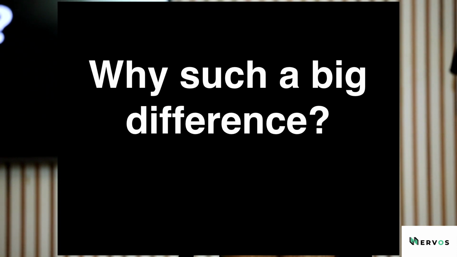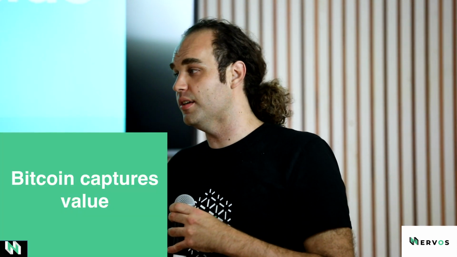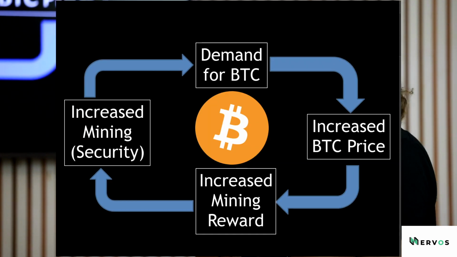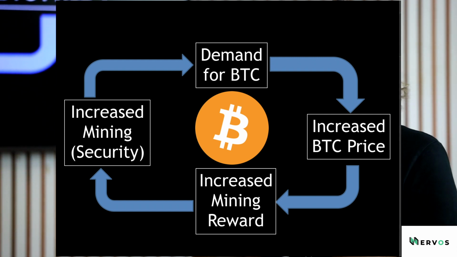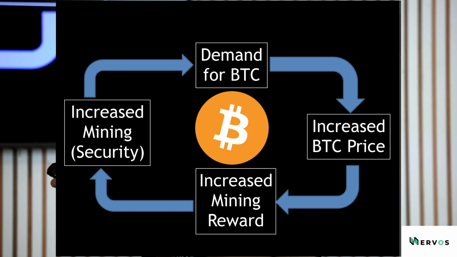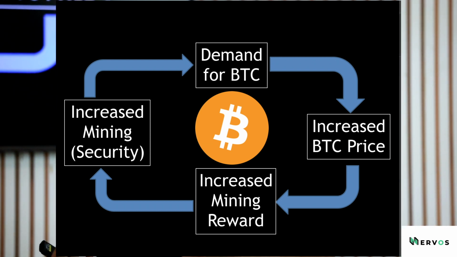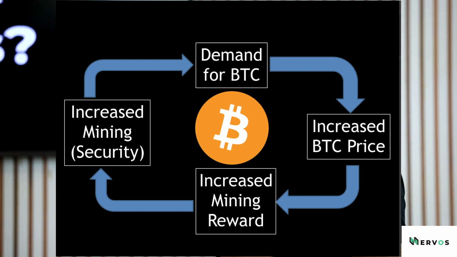And part of this comes from Bitcoin's ability to capture value from the amount of value that's being stored on top of it. So we have this incentive system where demand for BTC increases the BTC price, and because the mining reward is denominated in BTC, this also increases the mining reward and then security. And with increased security, the demand for Bitcoin can increase as more value is stored on the blockchain.